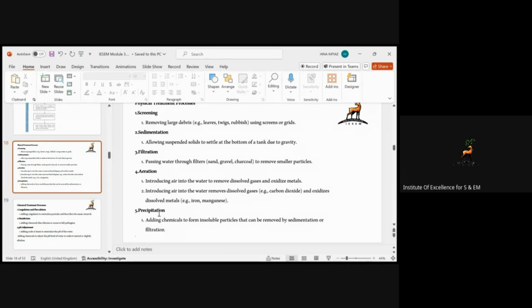And the fifth step is precipitation. It is the introduction of a chemical into the wastewater, and that chemical will form precipitates of the contaminants. You can again use any kind of sieves to recover them, and you can reuse and recycle that wastewater.